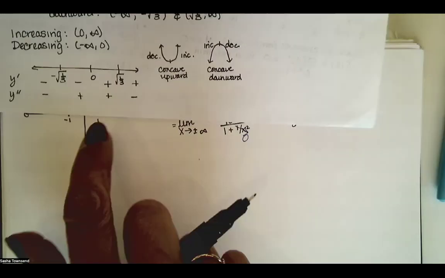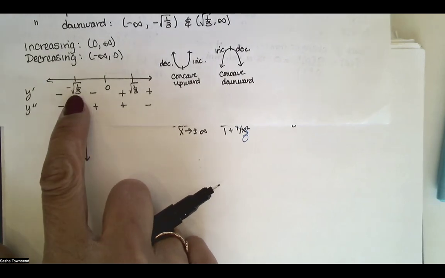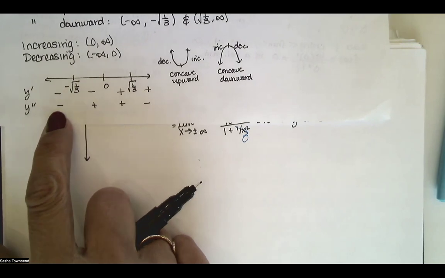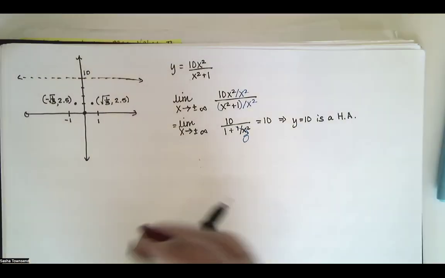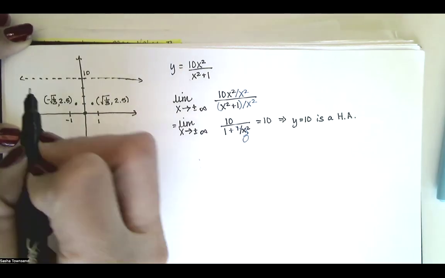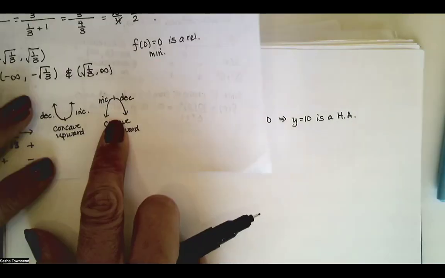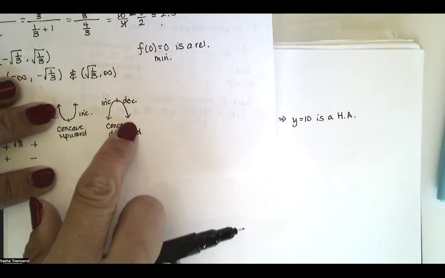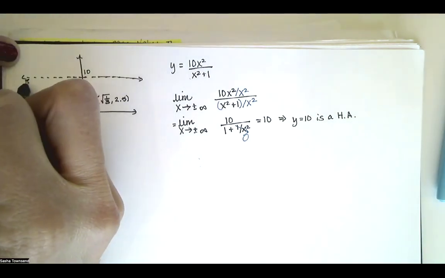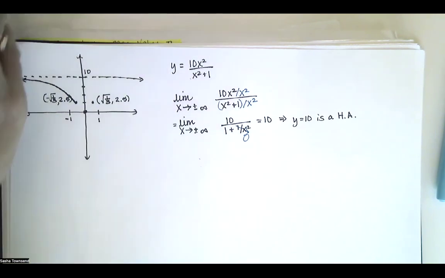And now we've got our sign chart here. On the interval from negative infinity to the negative square root of 1/3, the function is decreasing and it's concave down. And we know it's also approaching this y equals 10 as x goes to infinity. So if it's decreasing and concave down, it's going to look roughly like this. So that's what we have there.